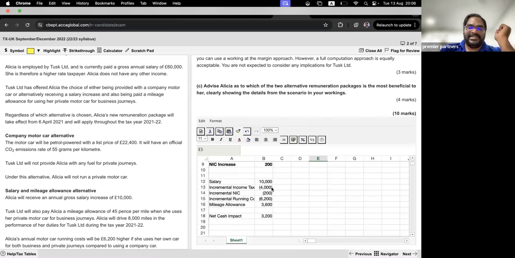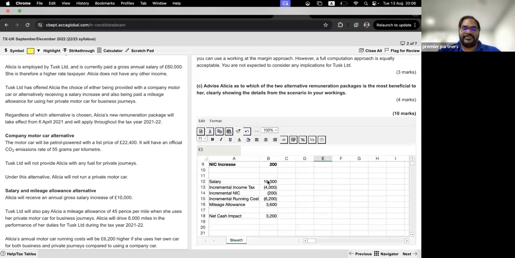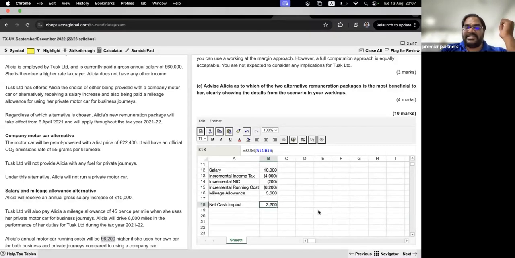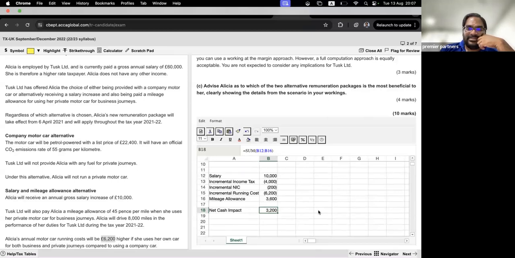So what I am going to do here is to see what kind of incremental will happen if I go to this option. 10,000 salary is coming. Income tax increment is 4,000, plus NIC increment is 200. Not just that, there is an incremental running cost also, this one. So 6,200. And she will receive the mileage allowance. So the net cash impact is 3,200. That is what she is getting. So if she goes for the company car, what will happen?